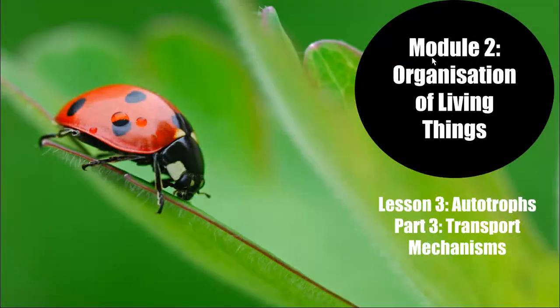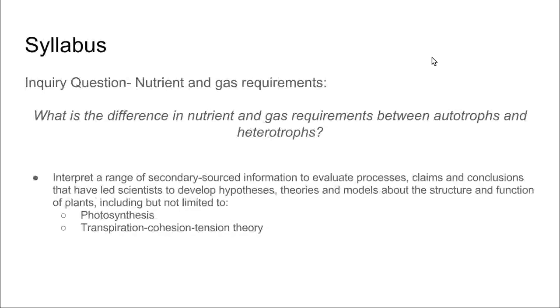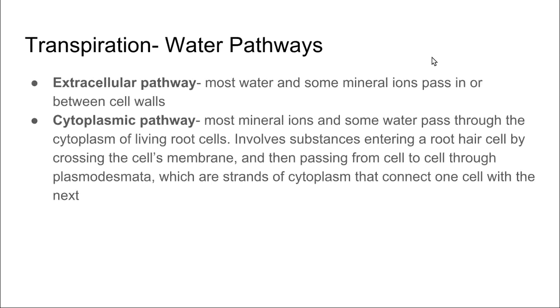To lesson 3 of module 2. This is part 3 of the autotroph series, and in this video we're going to be focusing on the mechanisms of transport. In the last video we looked at the tissues which are responsible for transporting the substances throughout the plants. In this video we're looking at the way in which they actually do that process. The first of which is transpiration.